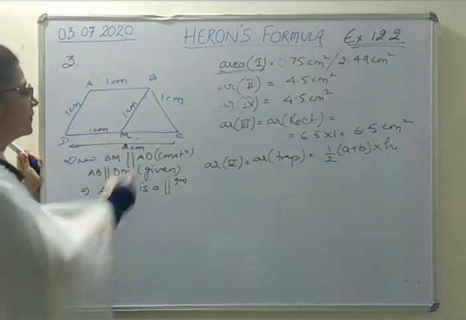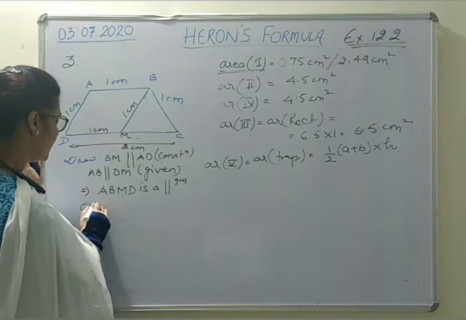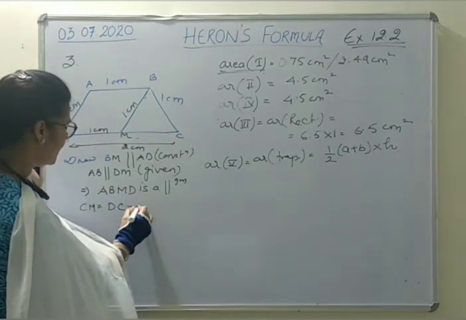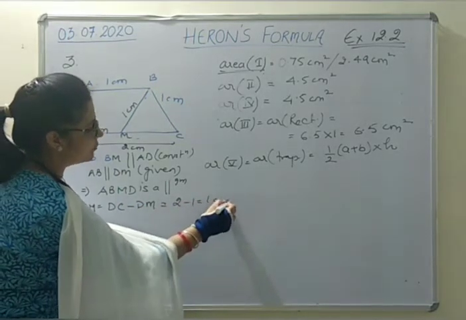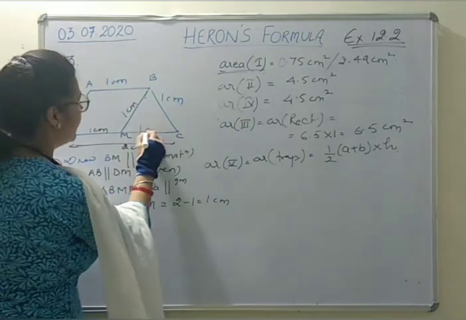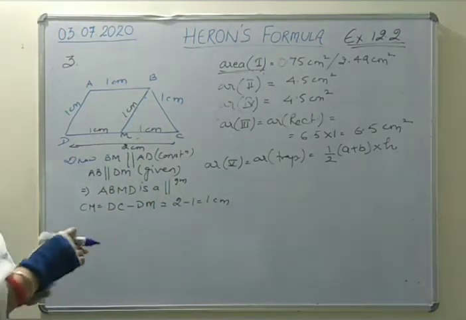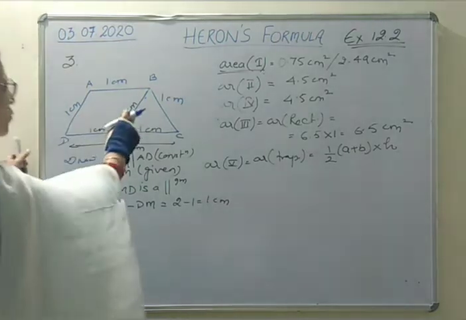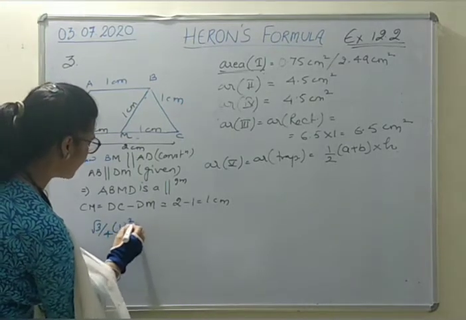So what is MC? Total is 2. So what is the value of CM? CM will be DC minus DM. Now DC is 2, minus 1, equal to 1 centimeter. So you got 1 centimeter. So what will be the area of this? Now again this is an equilateral triangle, right? So what is the area of the equilateral triangle? Root 3 by 4, 1 square.